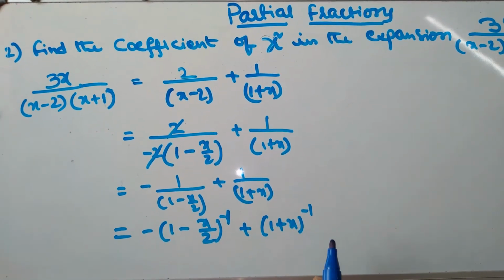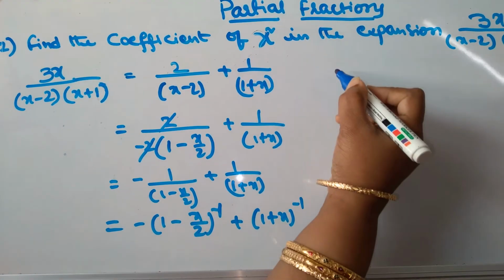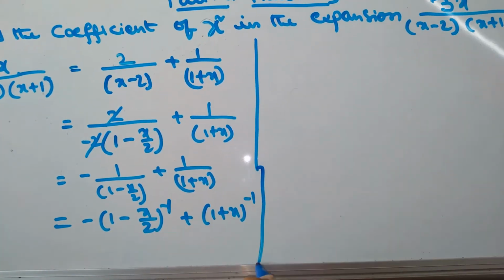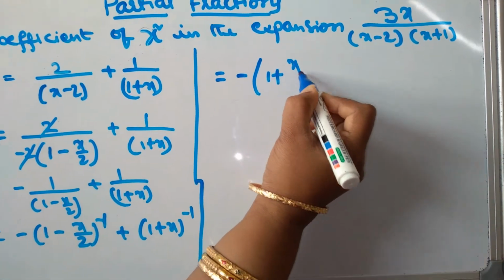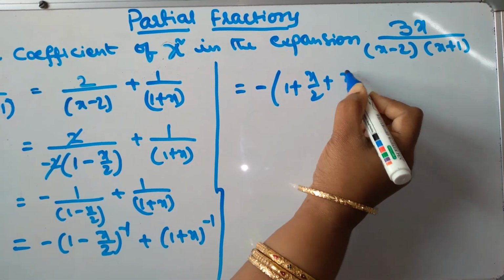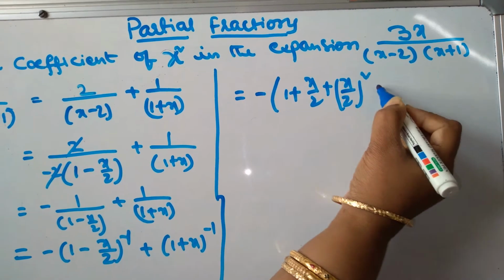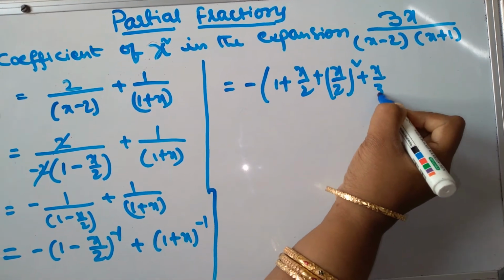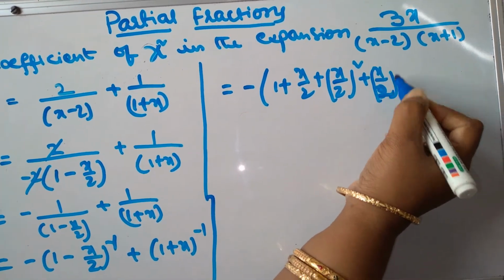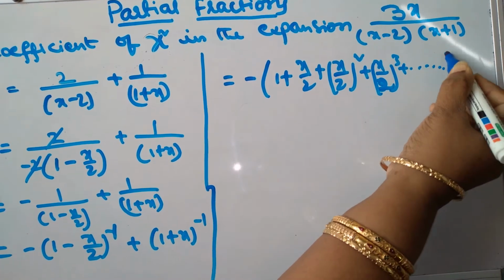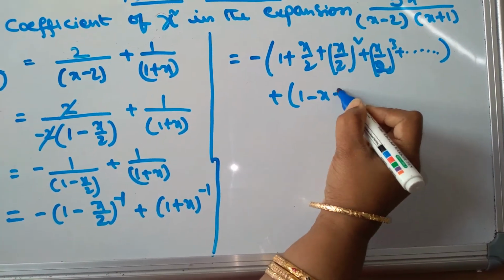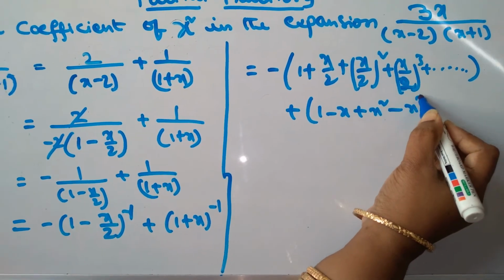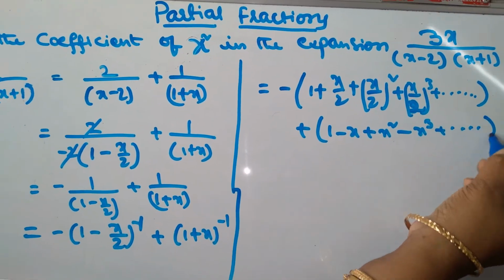By using the binomial theorem, we can write this as minus of 1 plus x by 2 plus x by 2 whole square plus x by 2 whole cube plus so on, plus 1 minus x plus x square minus x cube plus so on.